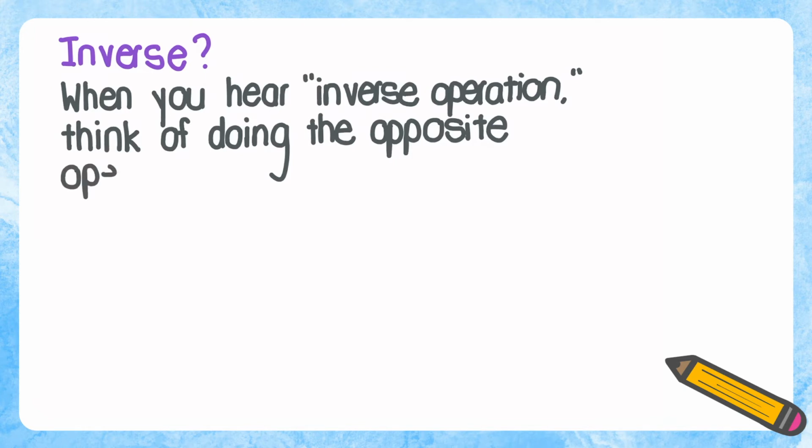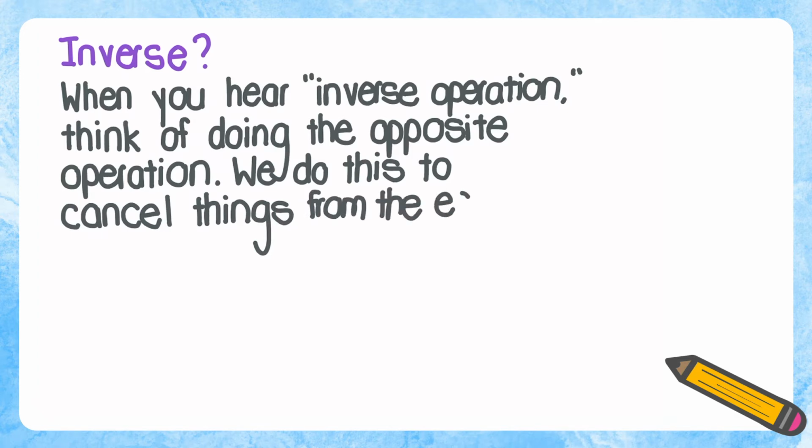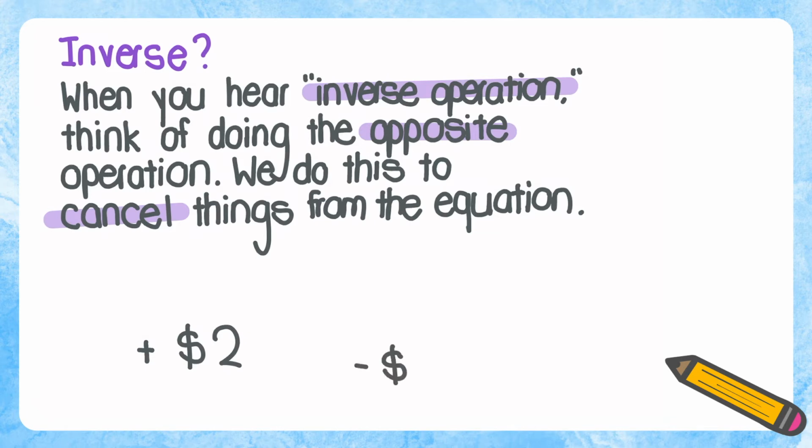And remember, if you need more time to either write the stuff down or to process the information, you can pause the video at any time, and you can also rewind as necessary. So again, we use inverse operations, so we do the opposite in order to cancel things from the equation. So imagine having $2, but then if you spend the $2, it cancels out and now you're left with nothing.